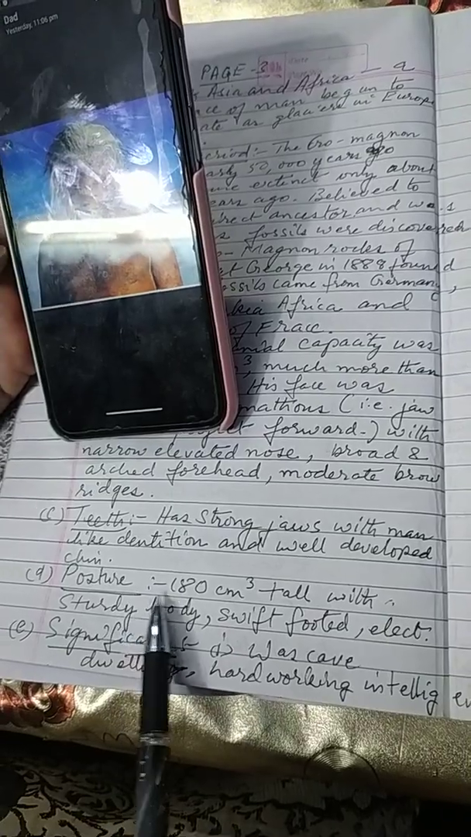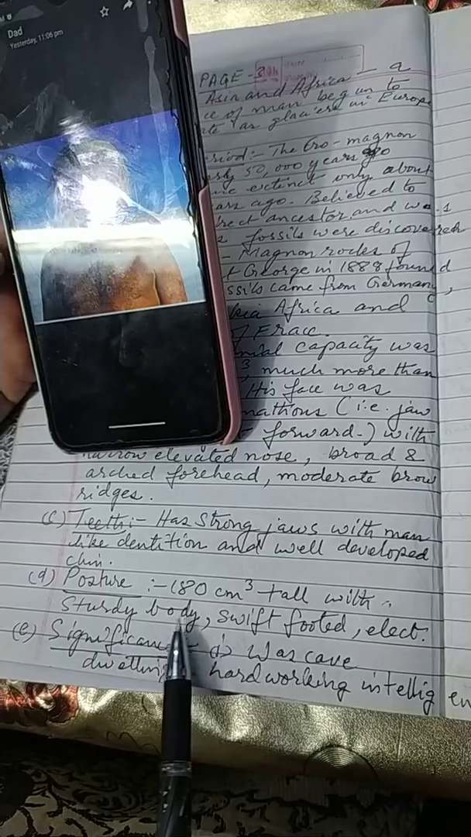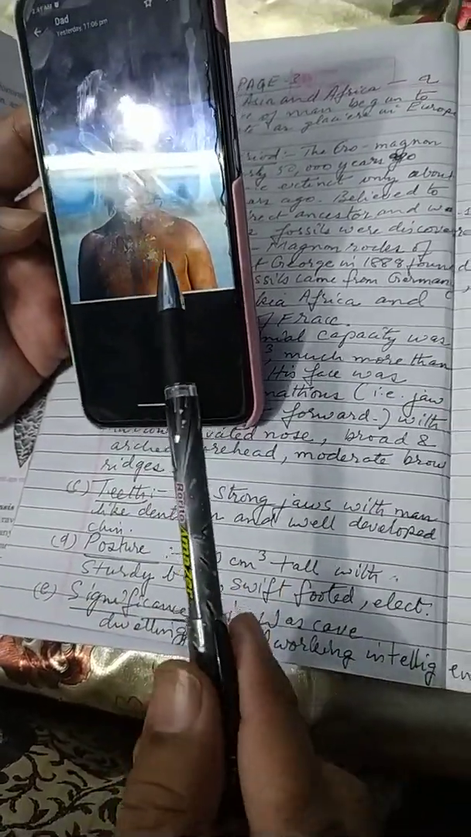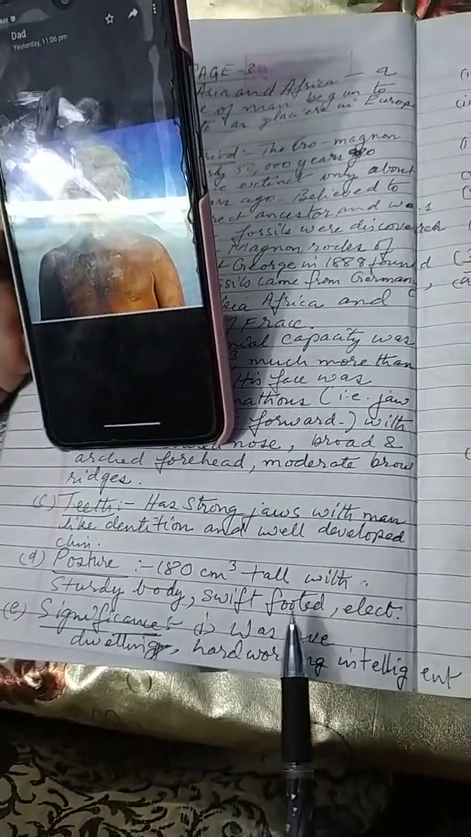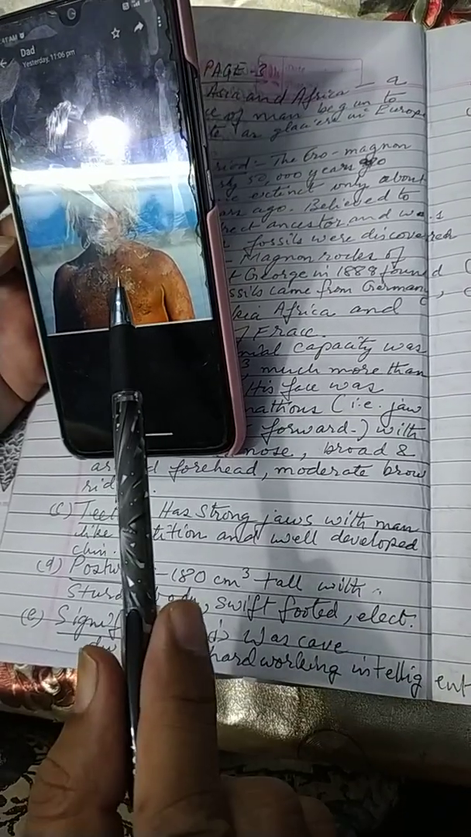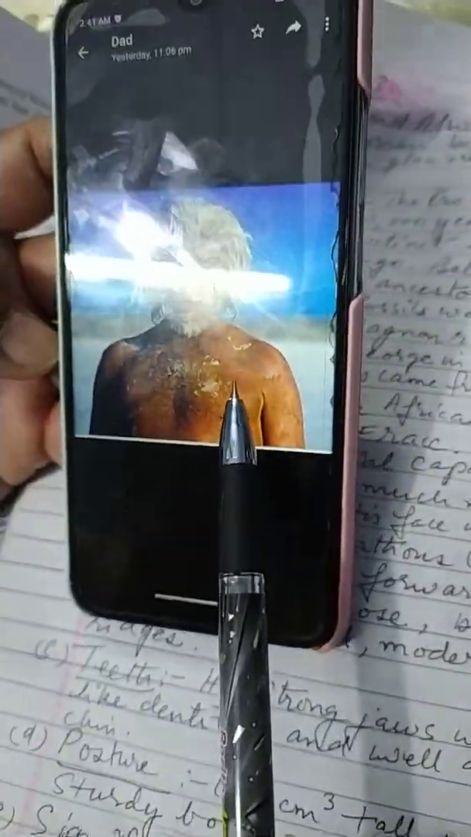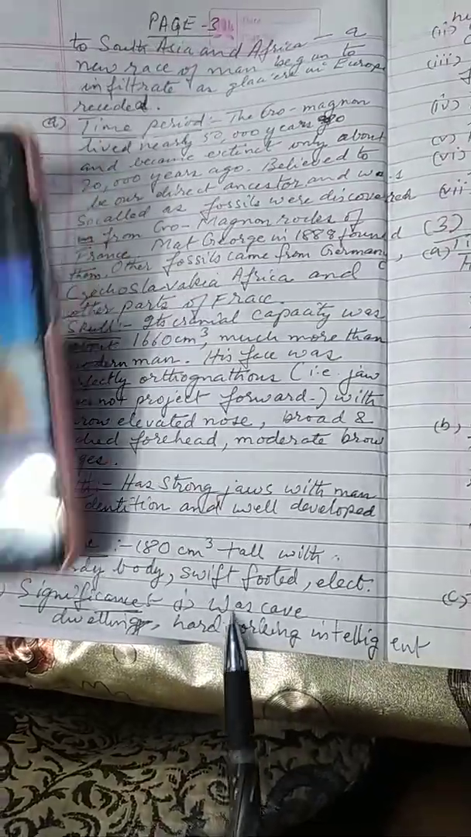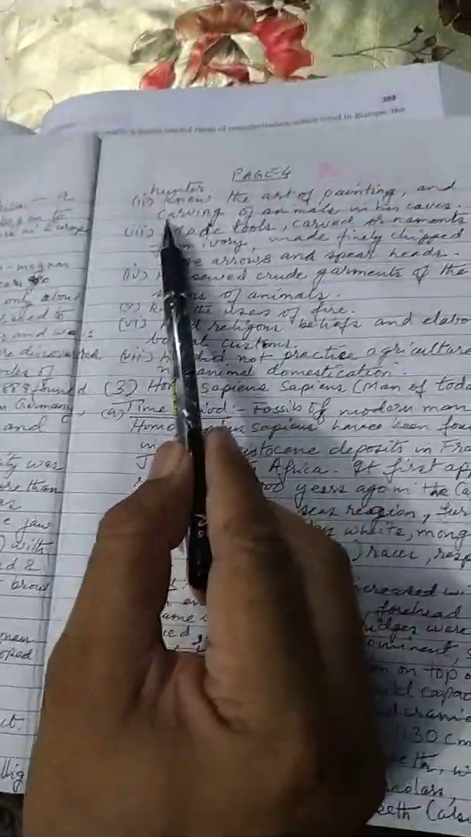Then their posture: we see 180 centimeters tall with a sturdy body. You see how sturdy the body is of this Cro-Magnon man. And the swift-footed erectness of this person. He was swift-footed and he moved very quickly from one place to the other. The significance is he was cave-dwelling. He had a hard-working, intelligent mind.